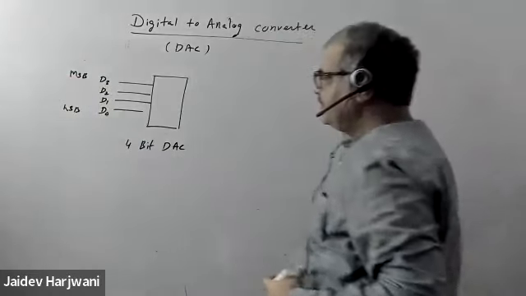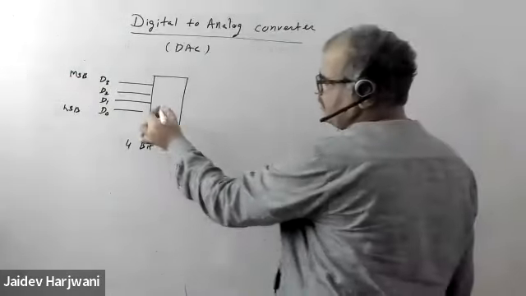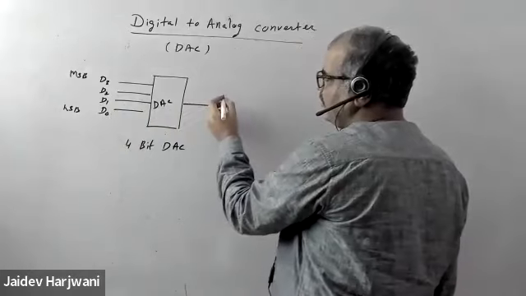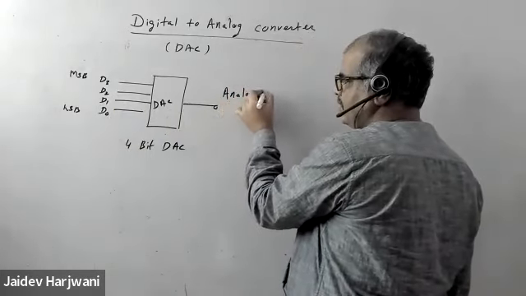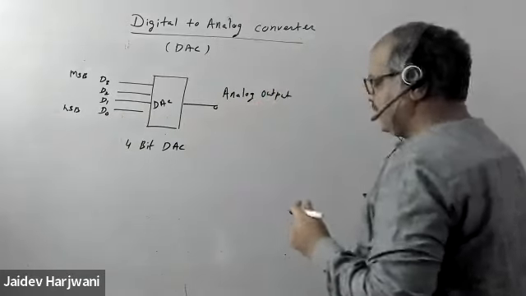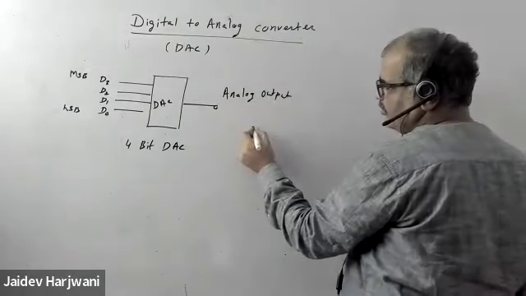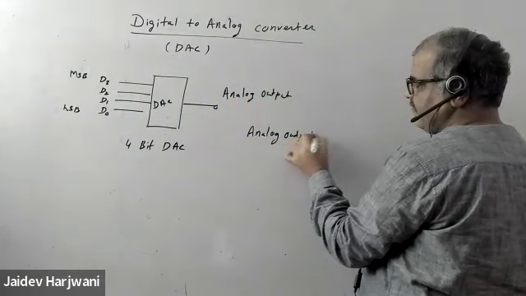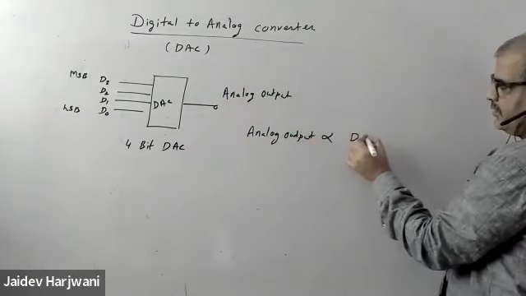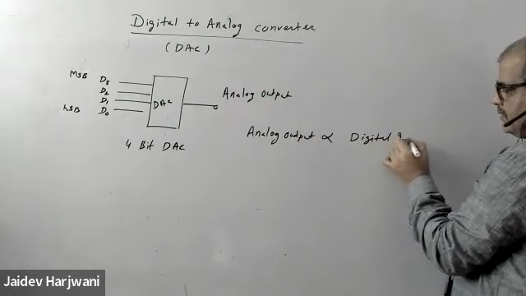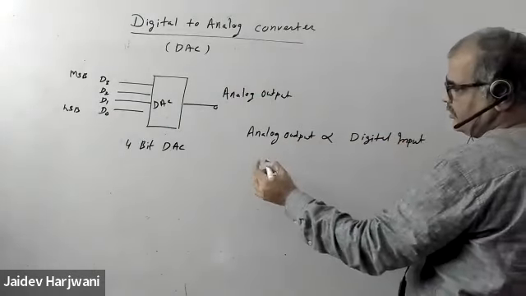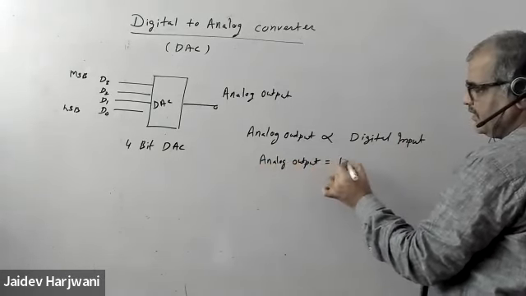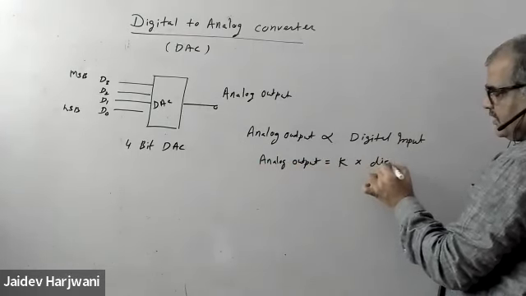Now what will the D2A converter do? D2A converter will convert this digital input into the analog output, and this analog output will be proportional to your digital input. If I want analog output, that will be K into digital input.